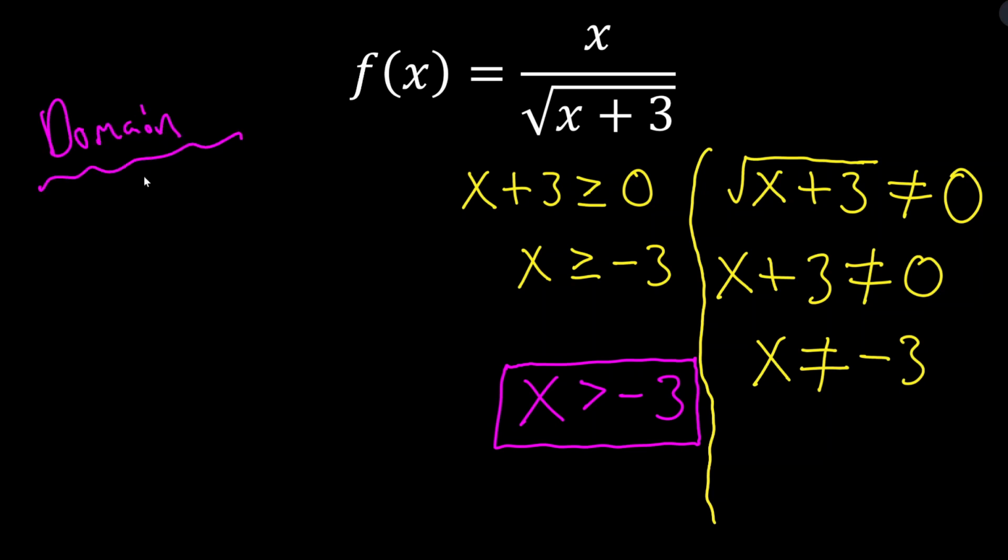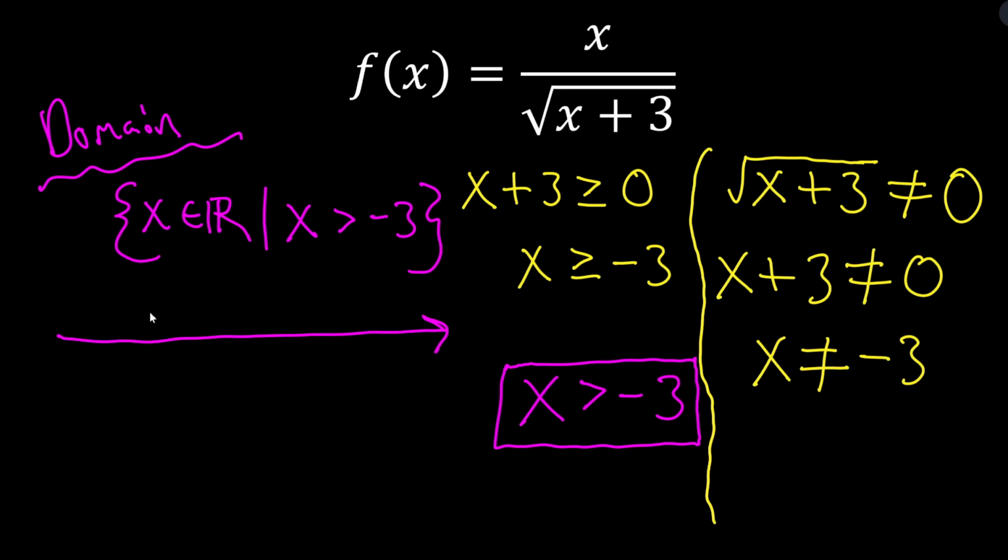Let's write the domain in set builder notation. This is pretty easy. X is a real number such that x is greater than negative 3. And now let's write this on a number line. So we're writing a number line here, greater than negative 3. So not greater than or equal to, just greater than. So I'm writing an open circle, because we're not including negative 3, only everything greater than it.